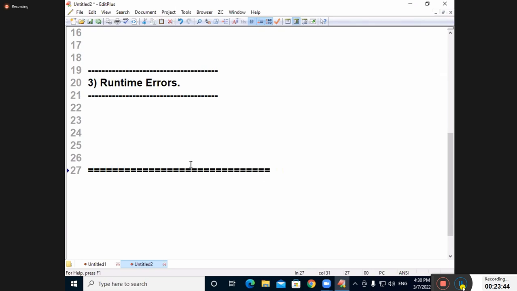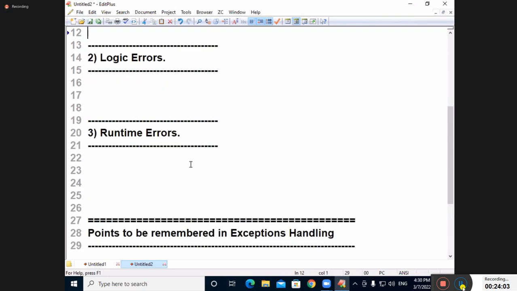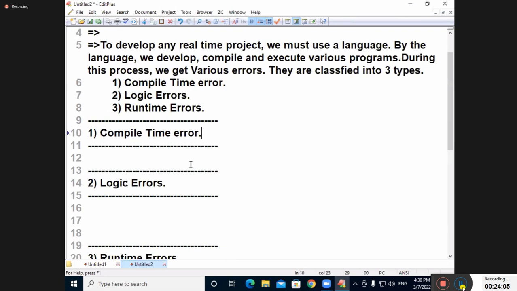Finally, after finishing that, I will write points to be remembered in exception handling. Around so many points I am going to write. So let us start with the compile time errors first.